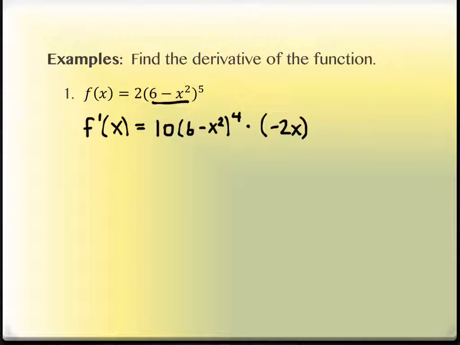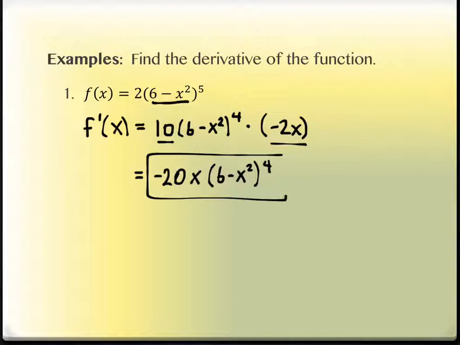I don't expect that you're going to multiply something to the power 4 out. That part can stay. But the 10 here at the beginning and the negative 2x at the end can certainly be combined. So this is negative 20x times 6 minus x squared to the 4th. And in a nutshell, that's the chain rule. Now, they don't all feel like that, but they all do that same property over and over and over again.